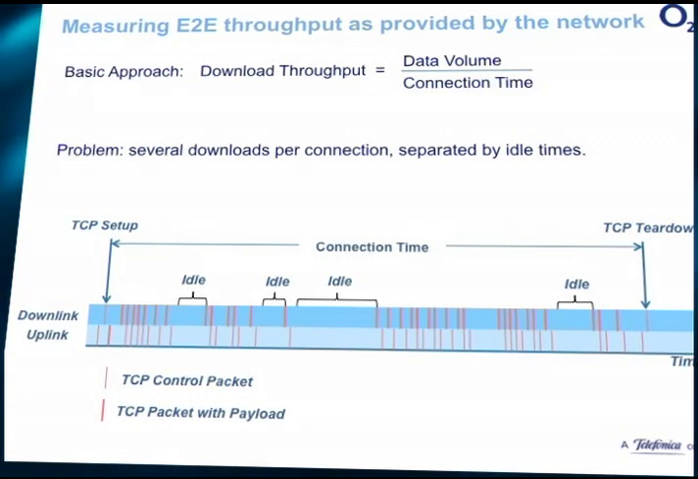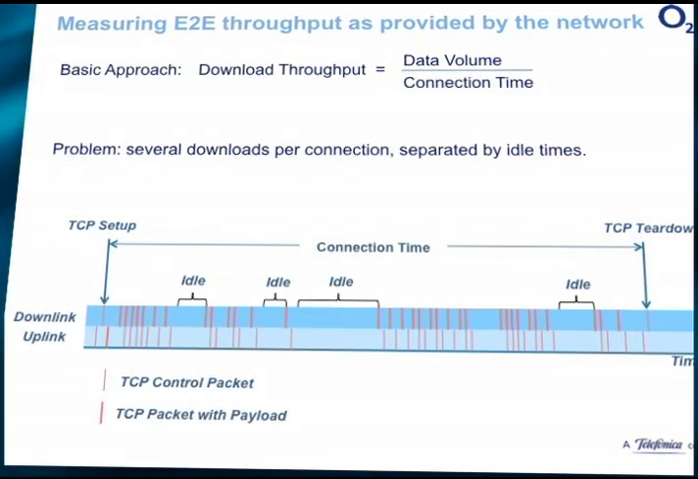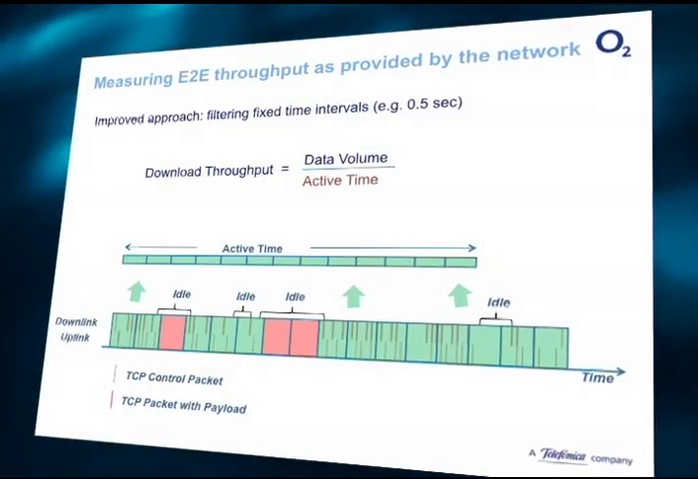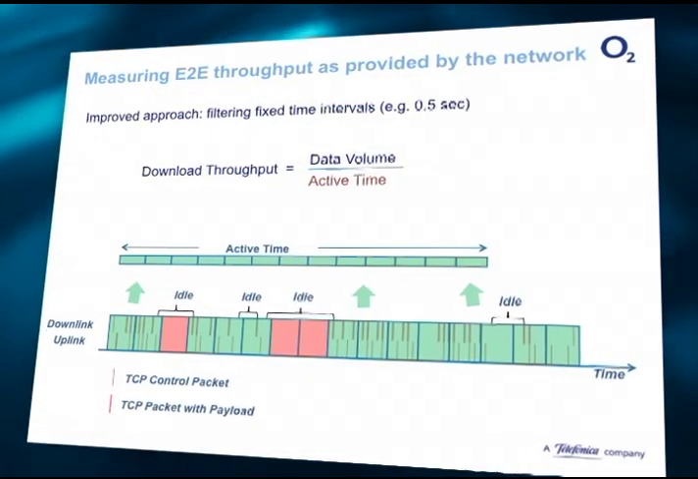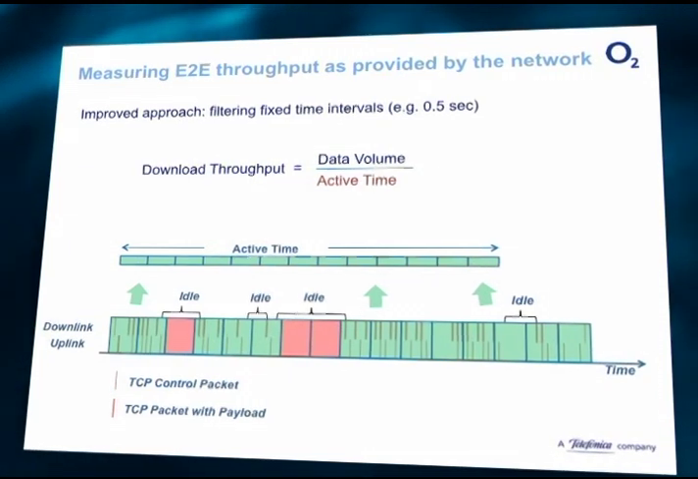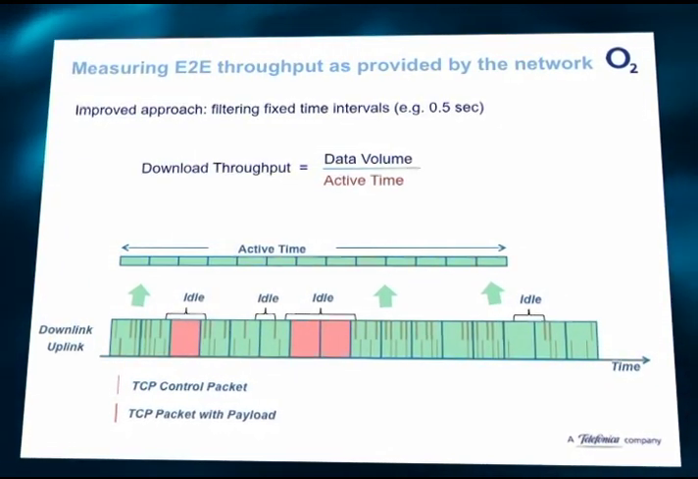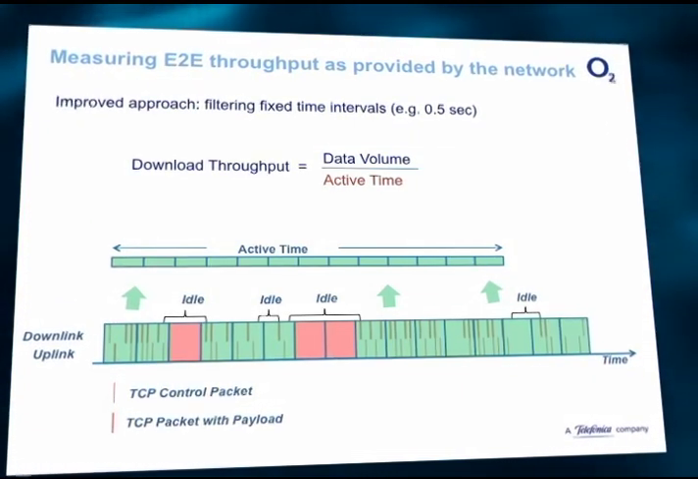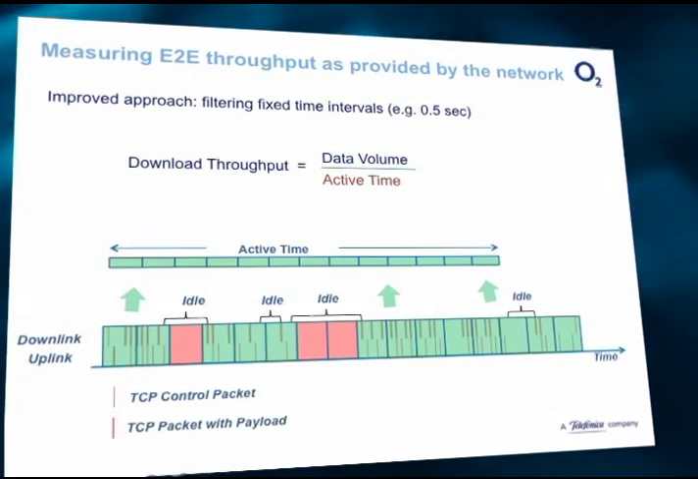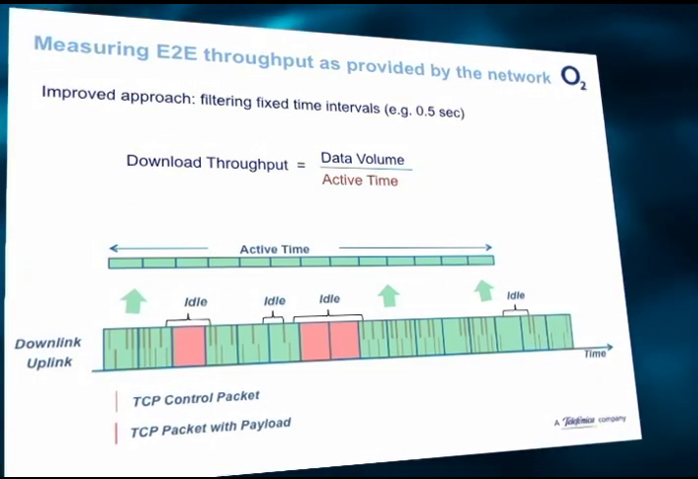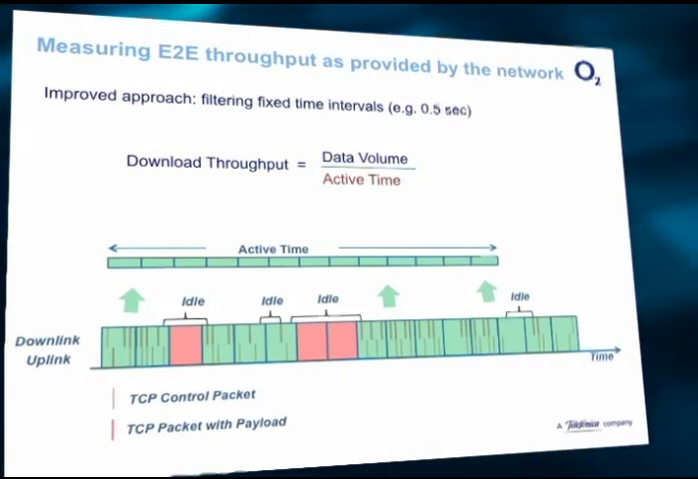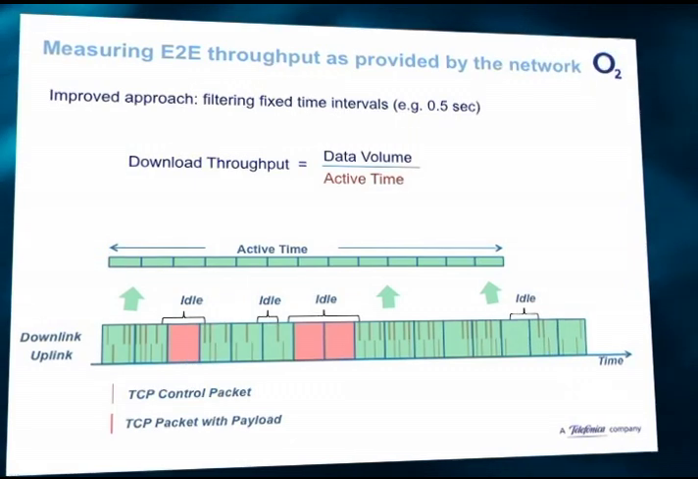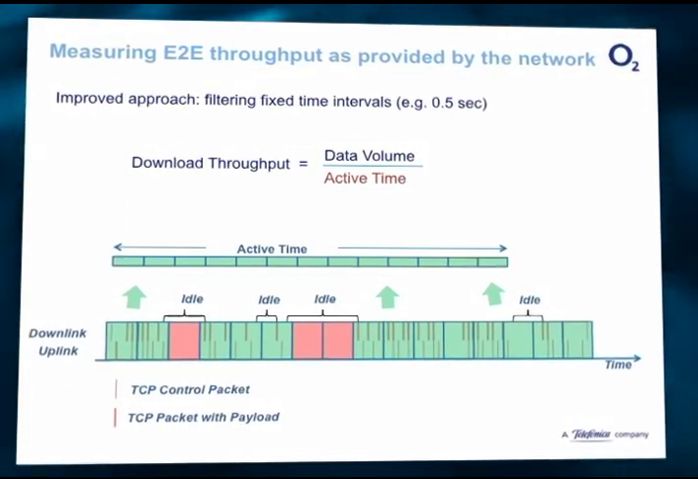You may improve this, and this is done by many solutions we have seen so far, by a sampling approach. What you do is you divide into very short measurement periods of typically 1 second or half a second, and then you identify those intervals which do not carry any traffic. You filter that out, and you just take the remaining active time, and then you calculate throughput. It may be called active throughput. The question is, how reliable is this approach?